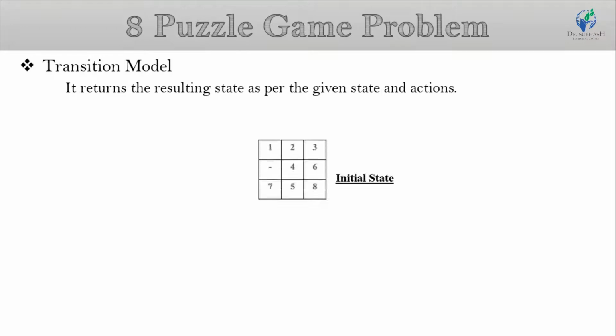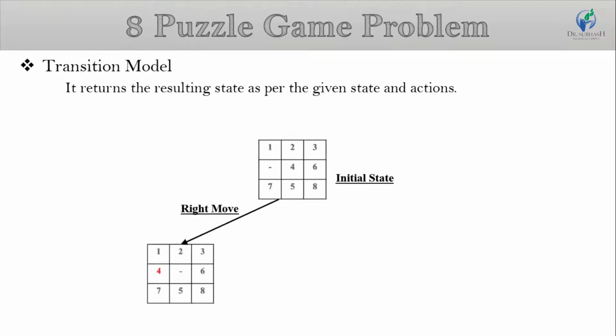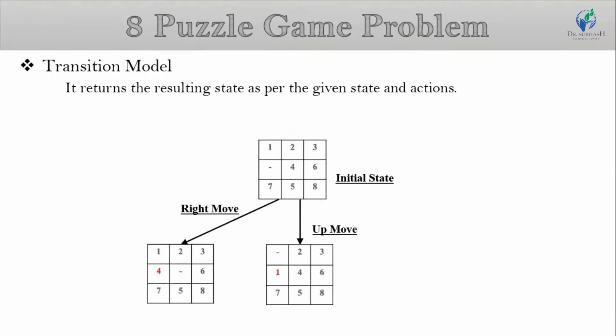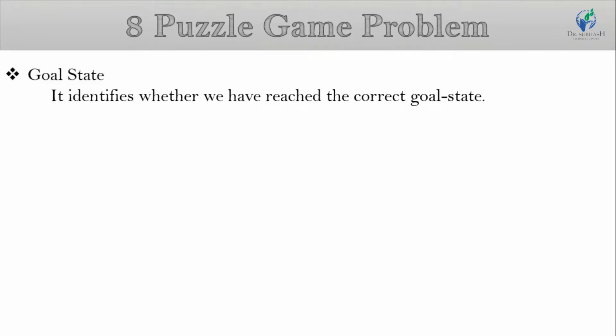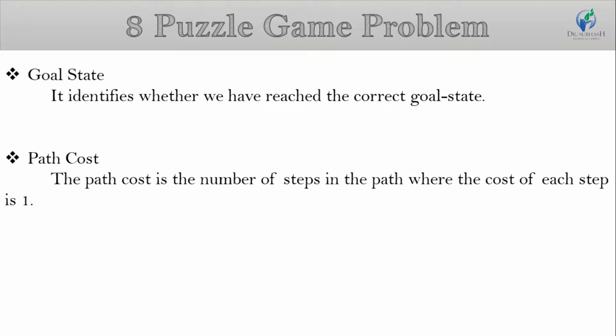Next is transition model, which means it returns the resulting state as per the given state and actions. See in the figure, based on the initial state, we have performed right side move, upside move, and downside move. Next is goal state, which means it identifies whether we have reached the correct goal state. Next is path cost, which means the path cost is the number of steps in the path, where the cost of each step is 1.